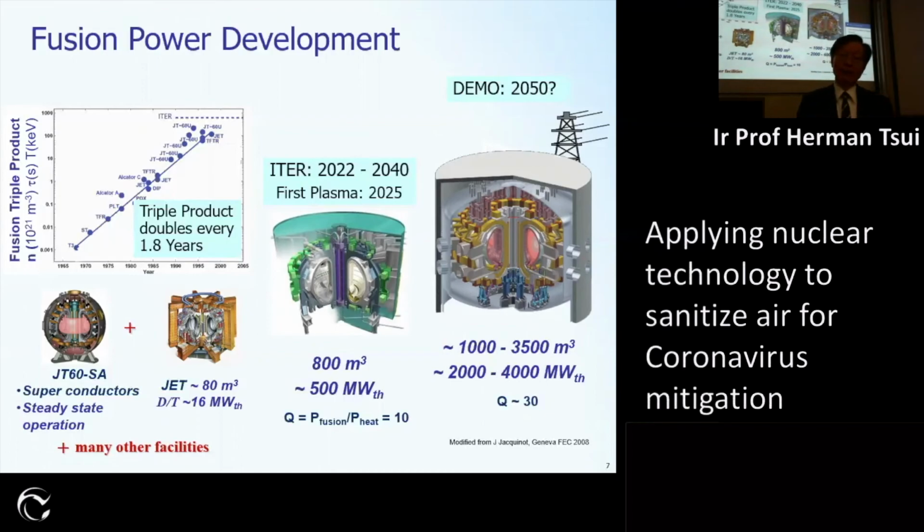For JET, we're talking about a volume of about 80 cubic meters. And for ITER, it grew to 800 cubic meters in volume. And the forecast for the DEMO will be something like 1,000 to over 3,000 cubic meters. And that is quite big. There are also concerted efforts right now at different laboratories in the world trying to come up with a slightly different magnetic configuration, perhaps to reduce the size of it.